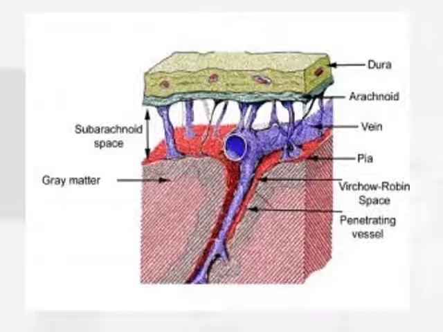This is a more detailed image of the meninges. This is the pia, a small delicate membrane surrounding the brain. This is the arachnoid, and this is the subarachnoid space which is containing the blood vessels, and this is the dura, the outer thick layer.